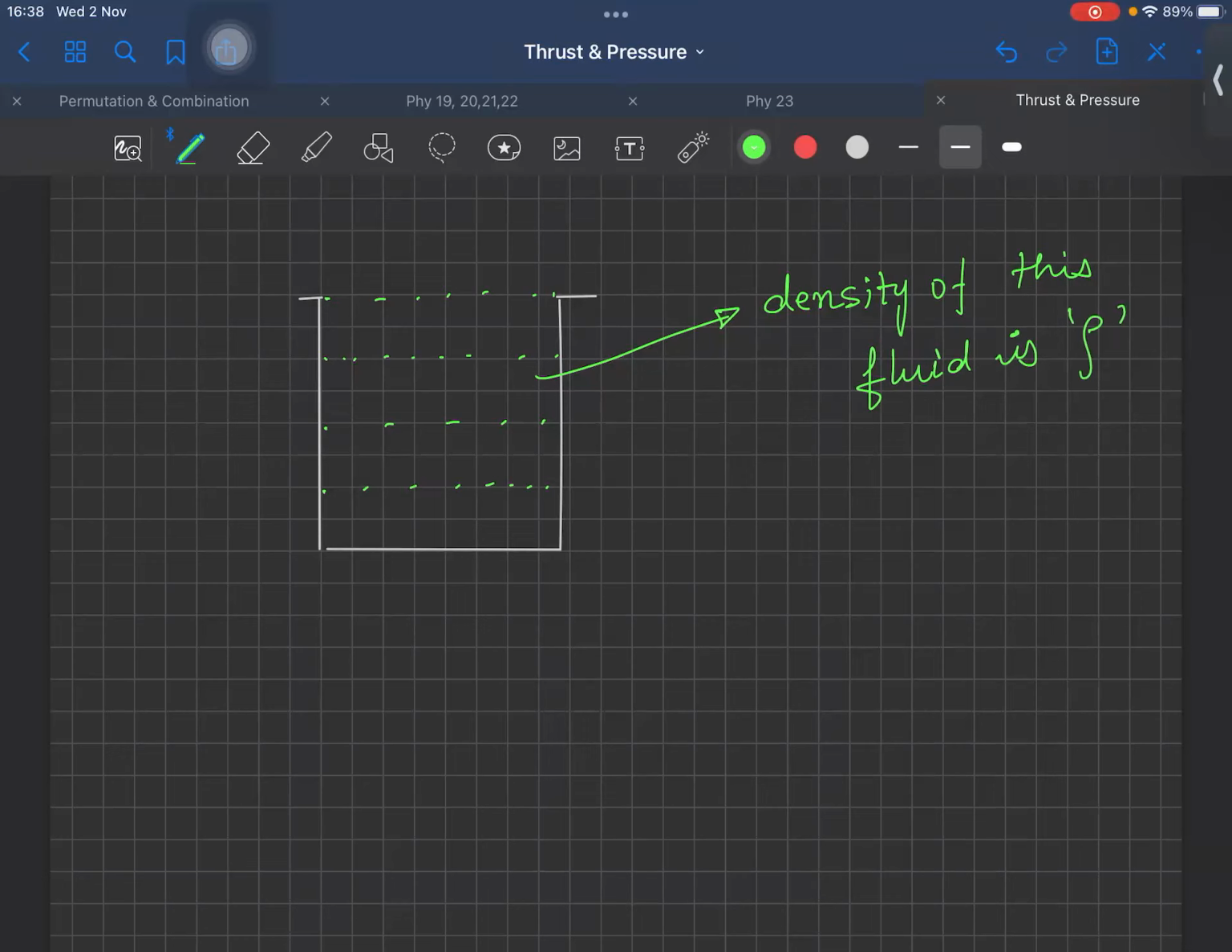Now, what will be the pressure at point 1, at point 2, 3, 4? How do we know this? So let's say we want to calculate the pressure at this point 2. For this point 2, this is the amount of fluid that will be acting on it. Let's say the height of this is h, and the cross sectional area is a.